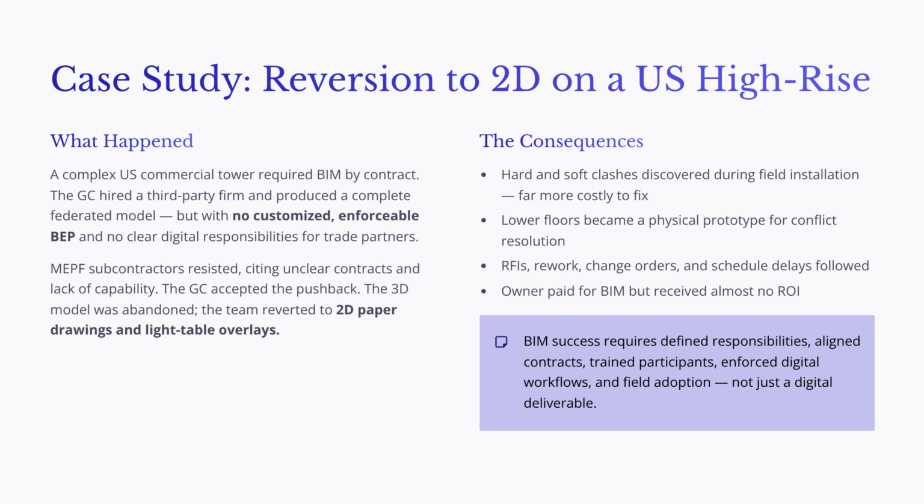Hard and soft clashes were discovered later in the field, where they were much more expensive to fix. The lower floors essentially became a physical prototype. Instead of solving conflicts virtually, the team solved them through RFIs, rework, change orders, and schedule delays. The owner paid for BIM but received very little return on investment.